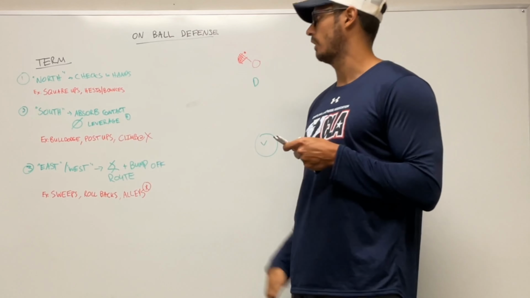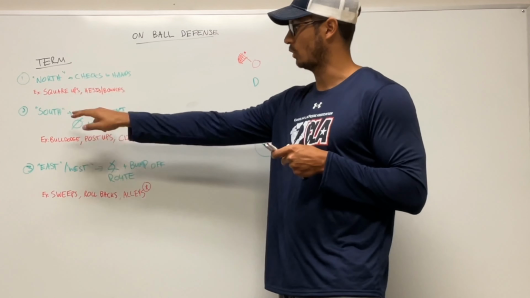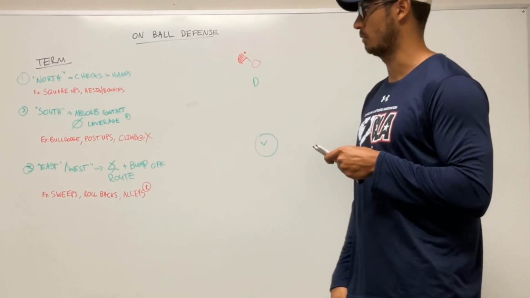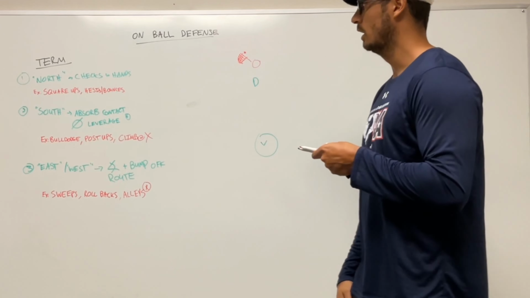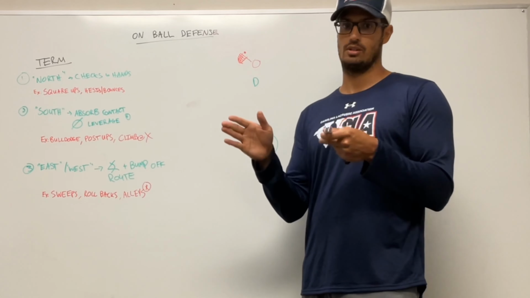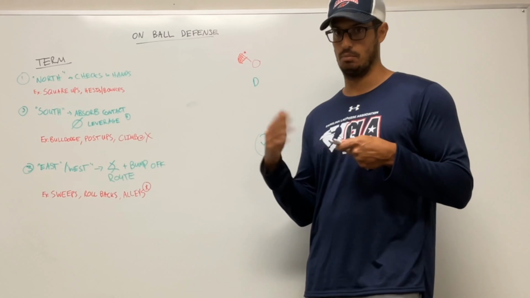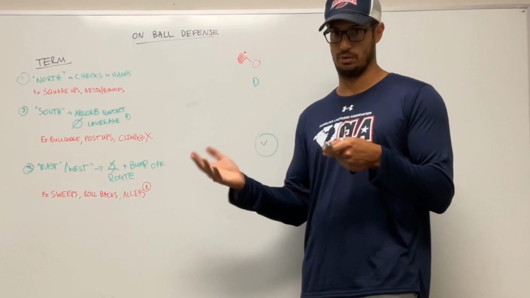So on the left, you'll see 4 terms in green: north, south, and then east and west as number 3. And then examples are in red of what this would be. So the way that I teach it is directions are in reference to the defender, but it's the action that the ball carrier is doing with their body weight.